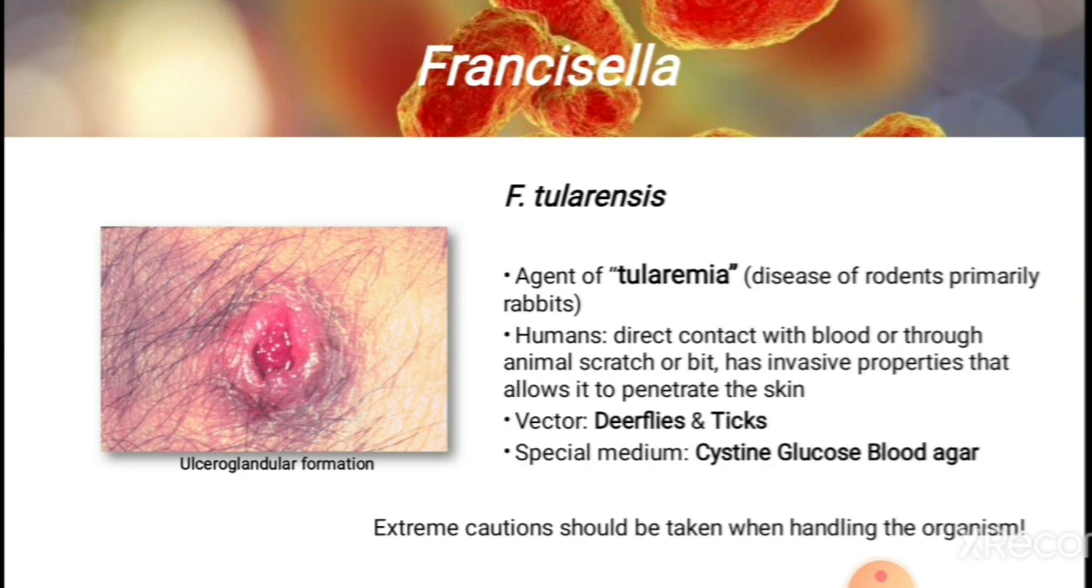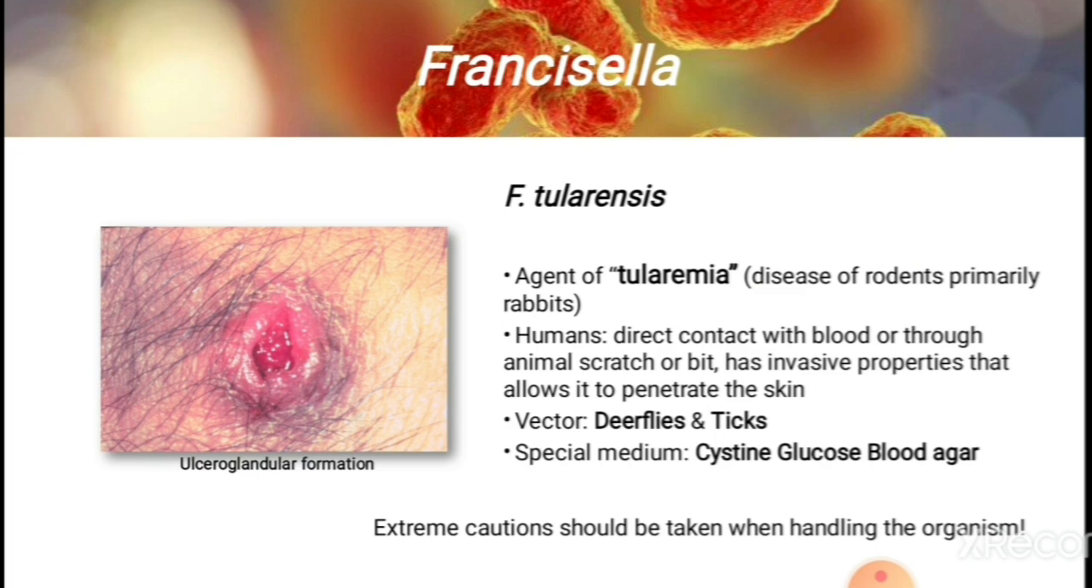Now let's proceed to the next organism, which is Francisella. The most common species under the genus Francisella is our Francisella tularensis. And this is the agent of our tularemia. Tularemia is a disease of rodents, primarily in our rabbits.